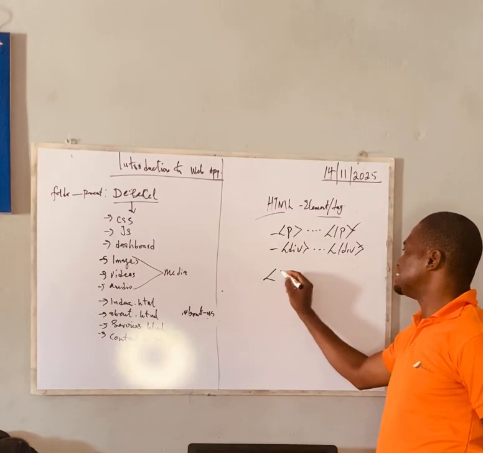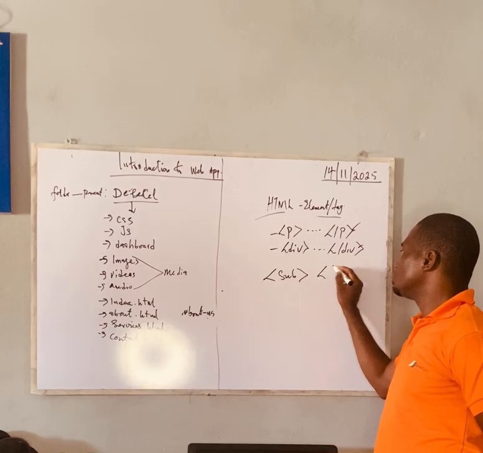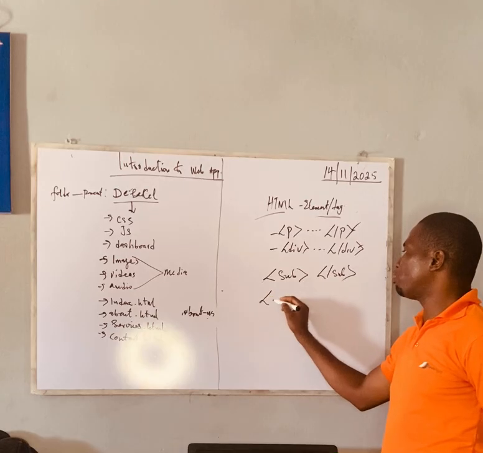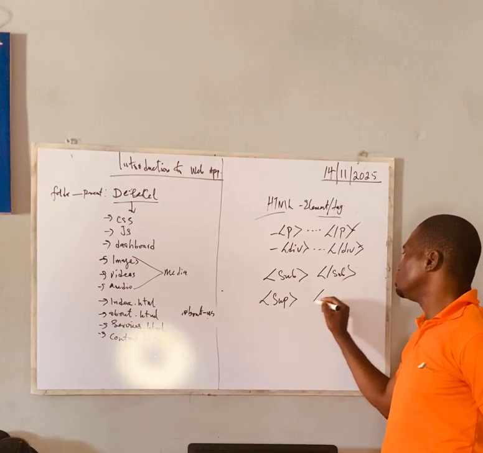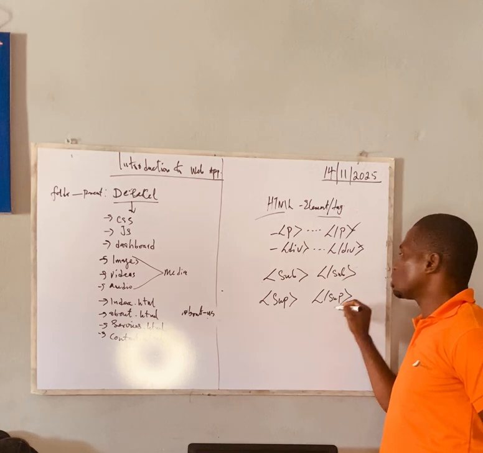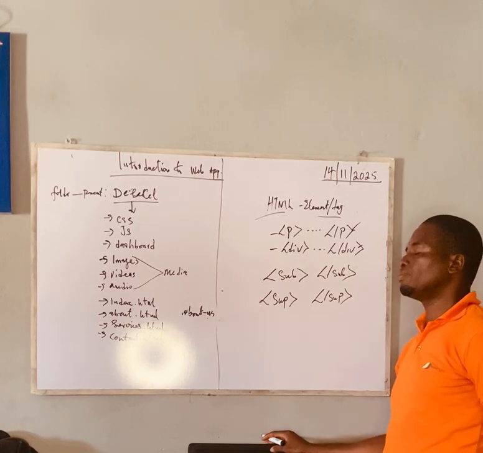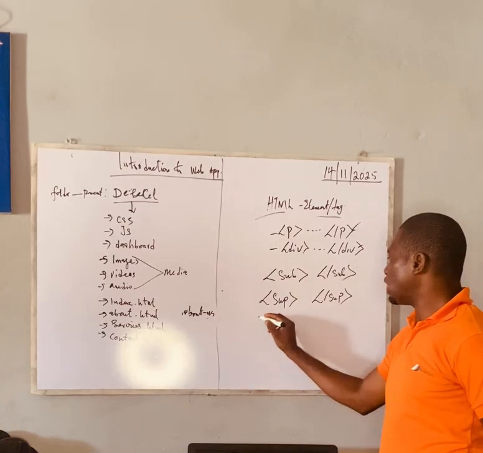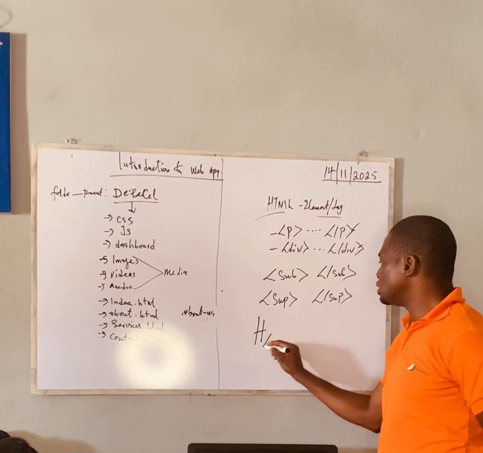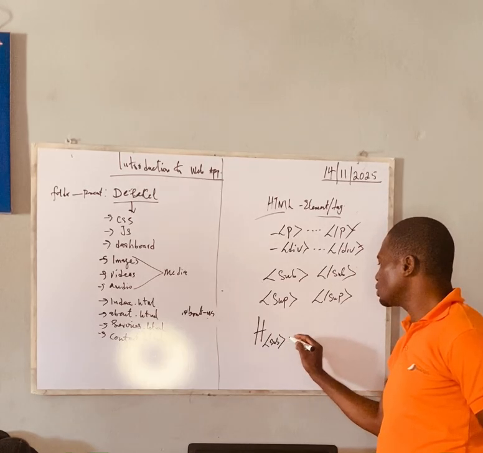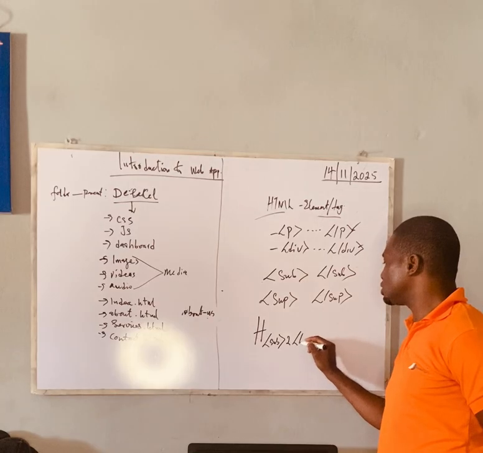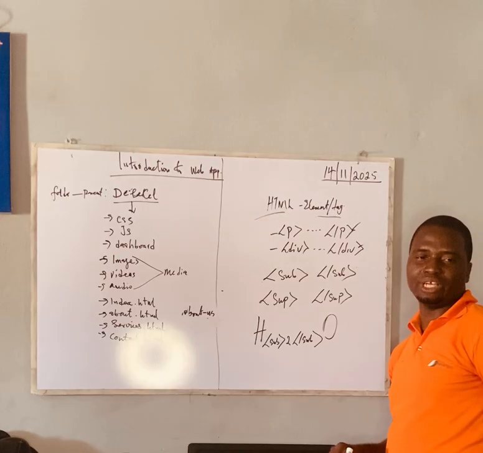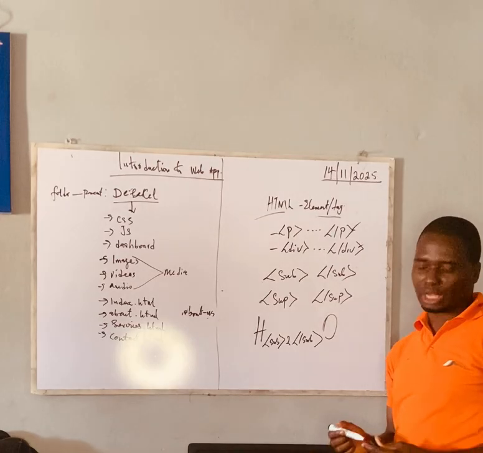Then you do it like this. Sub open, sub close. Then if it is superscript, you say sup open, sup close. Are we together? Good. So how do you implement it? If you are talking about water, you write H, then sub, 2 here, you close it, then you put your O. Are we together? And you turn it to H2O. Are we there? Good.